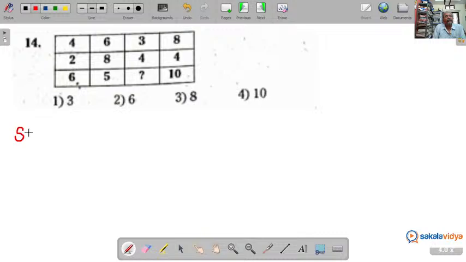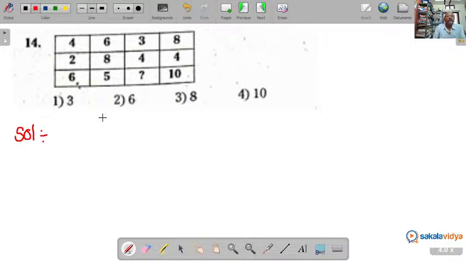See the 14th question. Here we have 4, 6, 3, 8, 2, 8, 4, 4, 6, 5, question mark and 10. So now we need to establish the relation. By establishing the relation, we could find a pattern or certain rule. The same rule has to be applied in order to find out the question mark. That kind of strategy needs to be followed here. Rutvik, are you there? What's your answer? Others also need to respond.